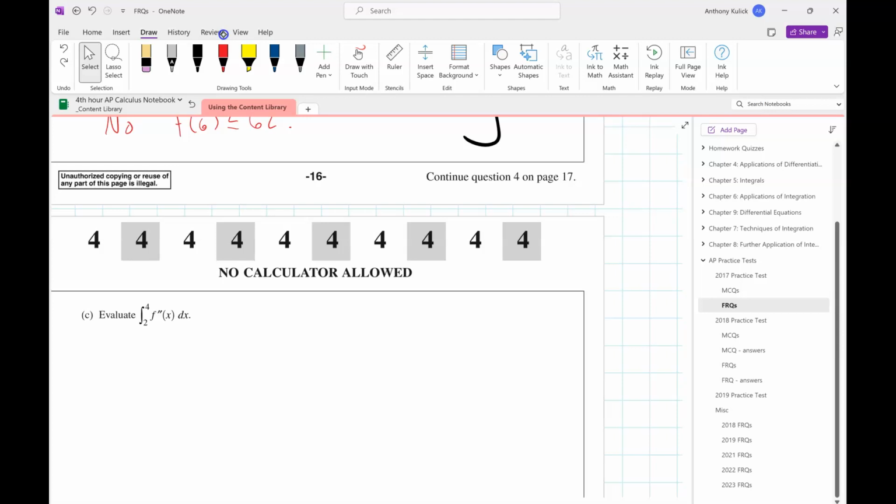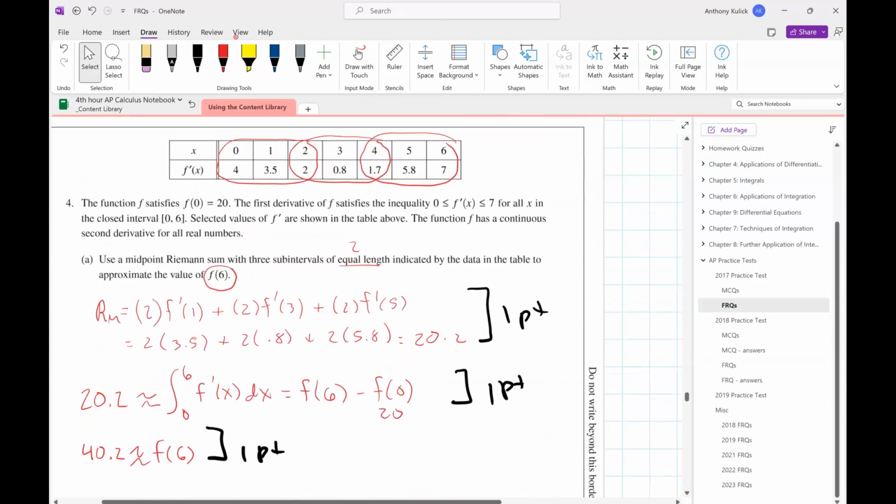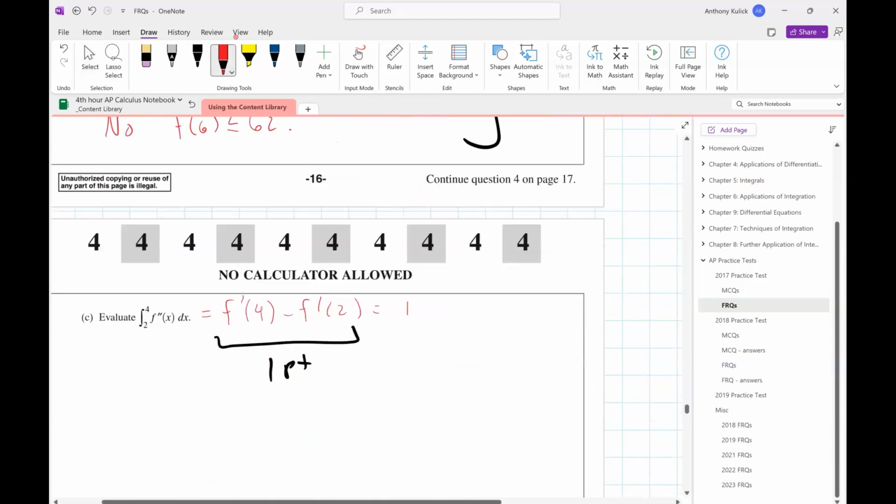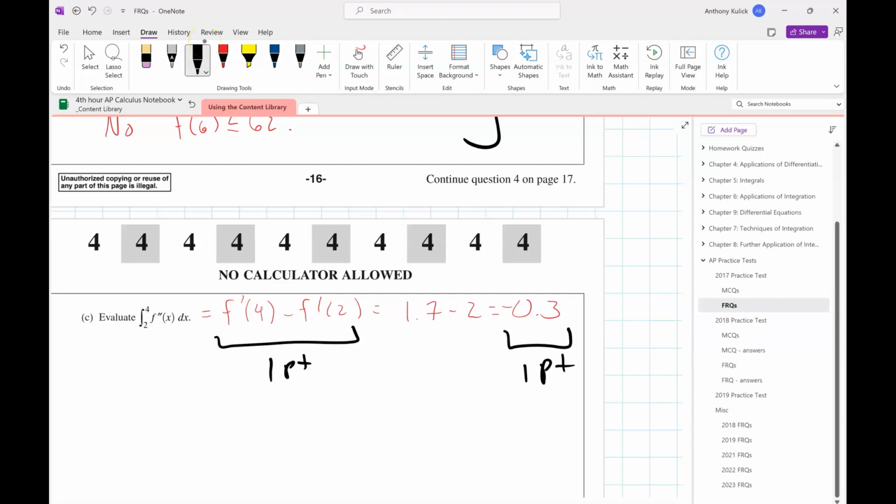What is the antiderivative of f double prime? f prime. So this should be f prime of 4 minus f prime of 2. Stating that was 1 point. How do you calculate f prime of 4? Go to the table and read it off the table. And then f prime of 2, you go to the table and read it off the table. You got 1.3. And your second point would be for your answer.